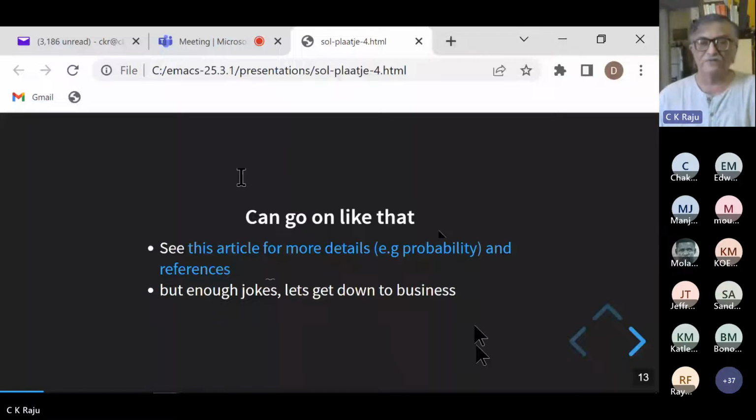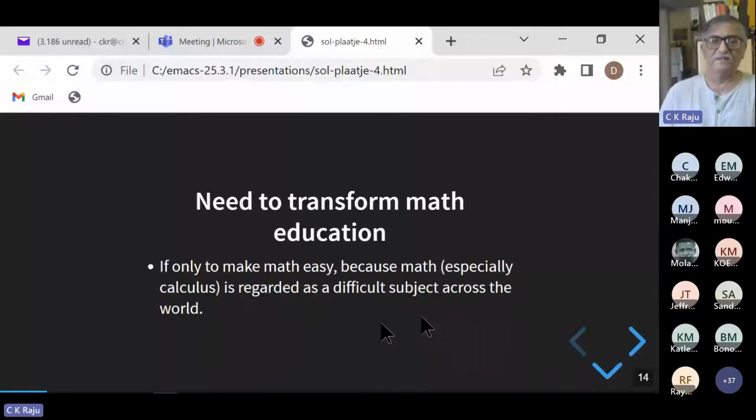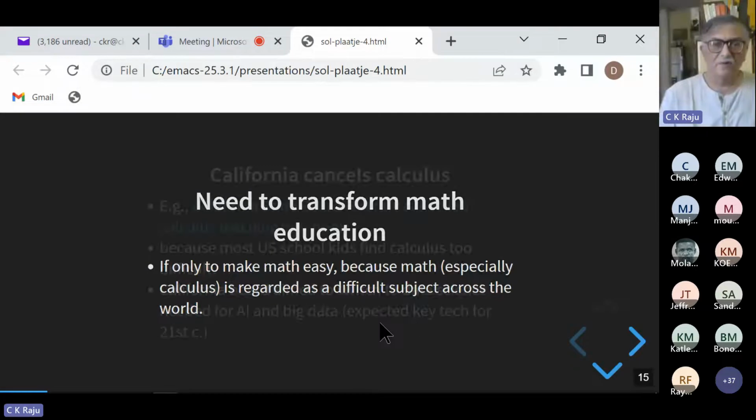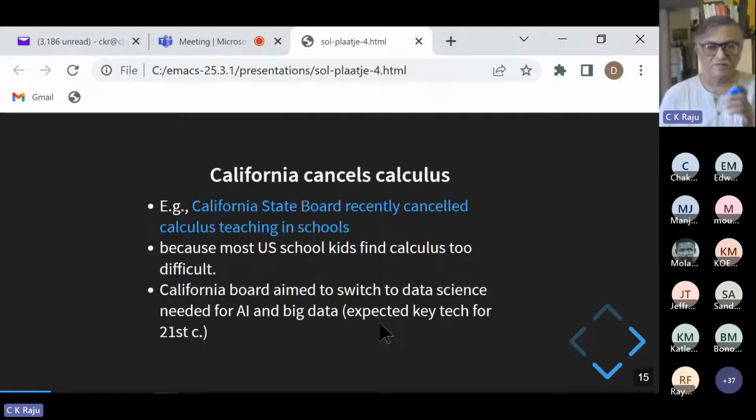Let's go to the issue of transforming education. Why do we need to do it? I think that's fairly clear. Mathematics is regarded as a difficult subject across the world. Most recently, the California State Board canceled calculus in schools because US school kids find it difficult.